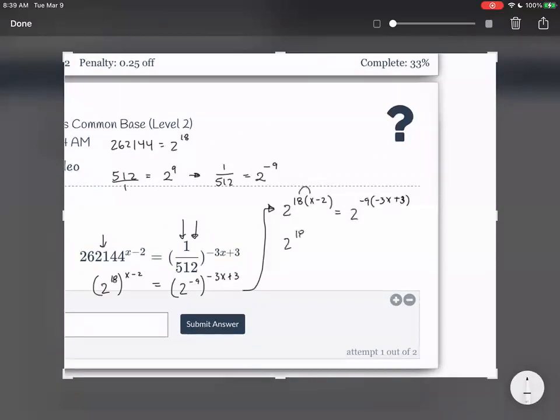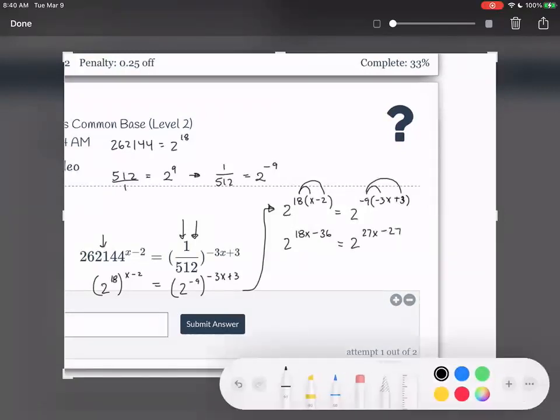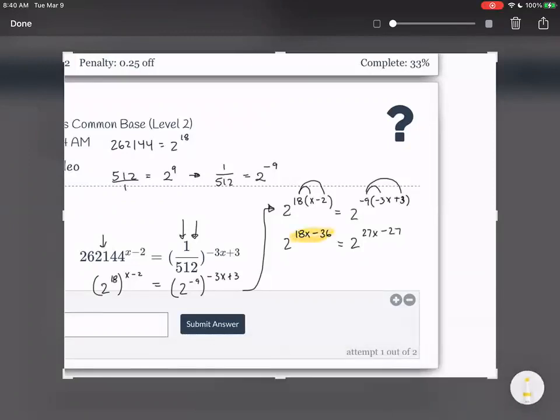18 times x is 18x. 18 times minus 2 is minus 36. Negative 9 times negative 3x is positive 27x. Negative 9 times positive 3 is minus 27. So now we have a common base of 2, therefore we can set our exponents equal to each other. So then we have 18x minus 36 is equal to 27x minus 27.